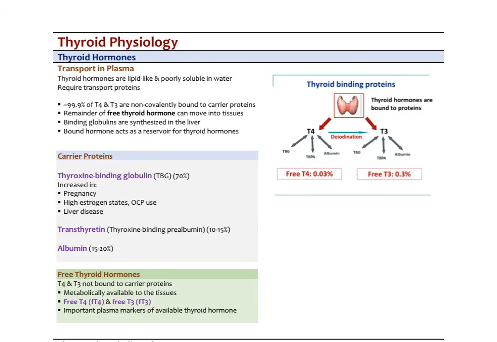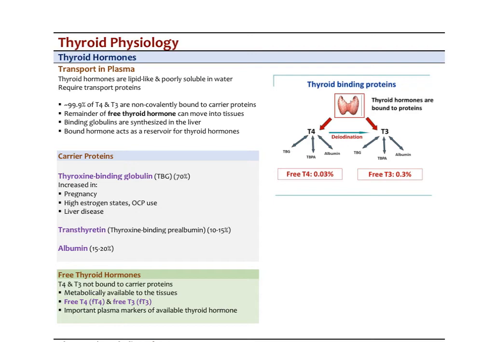Now I mentioned that once in the plasma, the thyroid hormones are not very water soluble. They're more lipid-like. In fact, that's why they can cross cell membranes fairly easily. There is a thyroid hormone transporter, but there's some ability of thyroid hormone to get straight across lipid membranes just by diffusion. About 99.9% of the T4 and T3 are actually bound to carrier proteins non-covalently, so they can easily dissociate, but they have to be carried by carrier proteins. And then that remainder, the 0.1%, is free thyroid hormone, and that can actually freely move into the tissues.